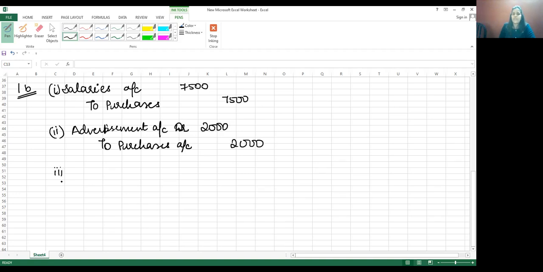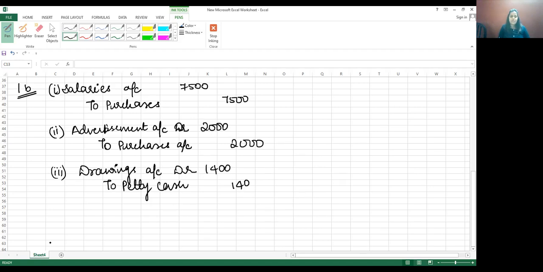Next, income tax liability of proprietor 1400 was paid out of petty cash. Now, income tax of the proprietor is his personal expense, hence considered as drawings. So drawings account will be debited and it will be credited to petty cash because it is going out of petty cash. So that is 1400.